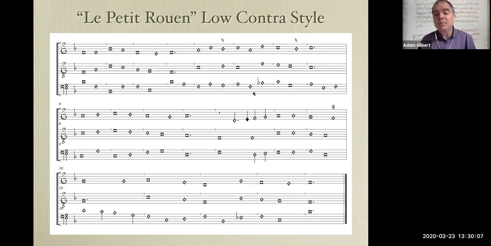Flory, if you're a harp player, the contratenor playing the harp would see a tenor and just go three, five, three, five. It starts to sound like bells and things like that. So here's the low contra style. Here we go. I think there'll be a click track here for two measures.